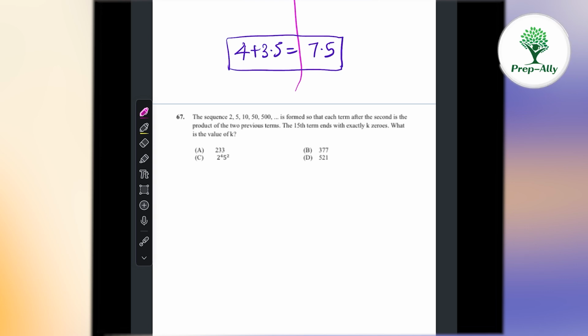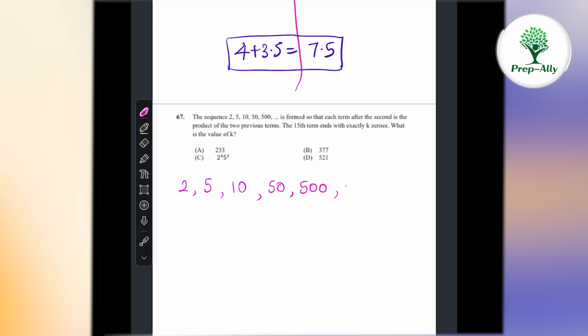So here we have first term 2, second term 5. And then how is the third term formed? The third term is formed by multiplying 2 and 5. So we have 10, and then 5 into 10, 50, and 50 into 10, 500. And so on.